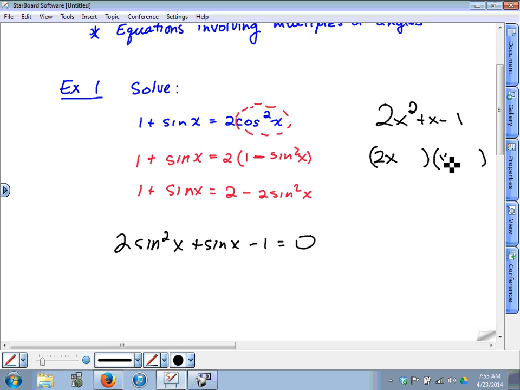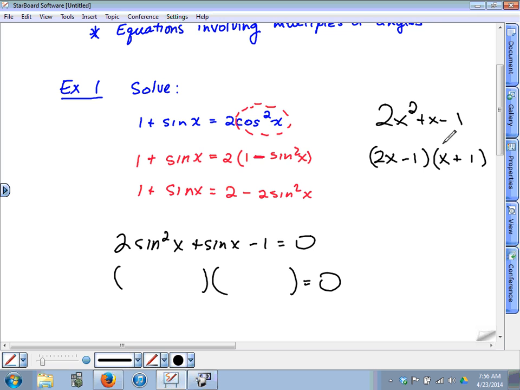One's going to have to be a 2x, the other one's going to have to be an x. And then the last two are going to have to be a plus 1 and a minus 1. Somewhere we're going to have a plus 1, and somewhere a minus 1. It's going to be 2x minus 1 and x plus 1. So you can use this as a pattern for factoring this. It's quadratic in form. It's going to have the two parentheses equal to 0.